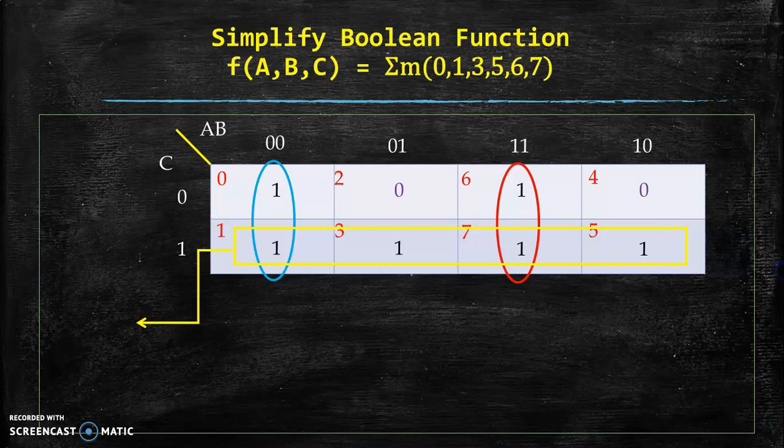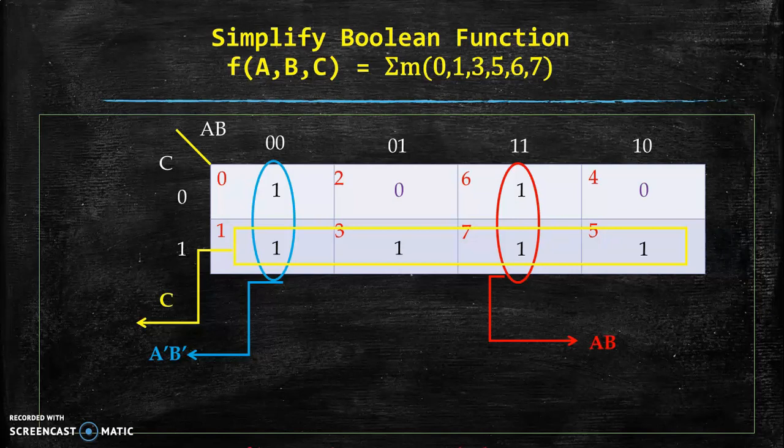we can see that it covers the entire row. When it covers the entire row, both the variables A as well as B are eliminated. And for C, we have 1, so it is C. For another pair, because it covers the entire column, C is eliminated. And for AB, it is 0, 0, so we can write A bar, B bar. And in the same way in the third pair, again C is eliminated. And for AB, it is 1, 1, so we can write AB.